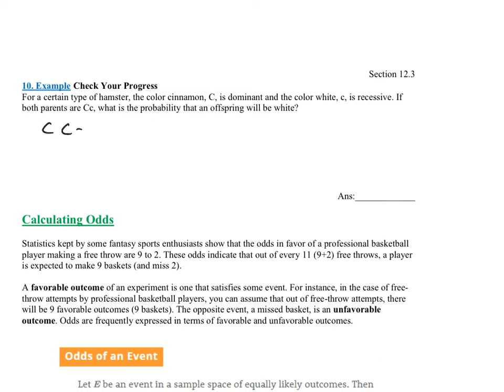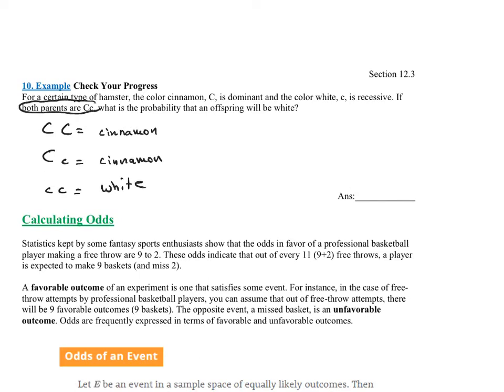Capital C, that's dominant. The dominant color here is cinnamon. So that would be a cinnamon colored hamster. We have capital C lowercase c. That is a carrier, but the carrier shows the dominant trait, so they would still be cinnamon. They would just be a carrier. So what would they need to be white? They would need two lowercase letters, which is the recessive. Those would be white.